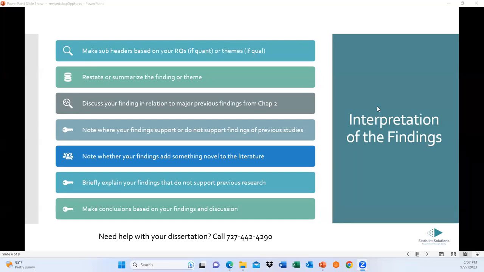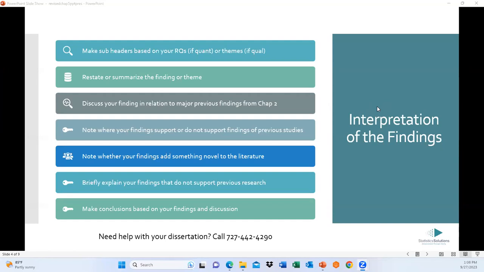If the study is quantitative, usually section it out by your research questions or hypotheses, right? For that research question. If it's qualitative, you can usually section it out by your themes, all right? Qualitative research, the findings usually take the form of themes. So for each of these subsections, restate or summarize the finding or the theme. So if it's quantitative research question 1, here's what research question 1 asked. Just summarize very concisely what you found for that research question. If it's qualitative, restate your theme 1, okay? And then give a little kind of summary of the theme.